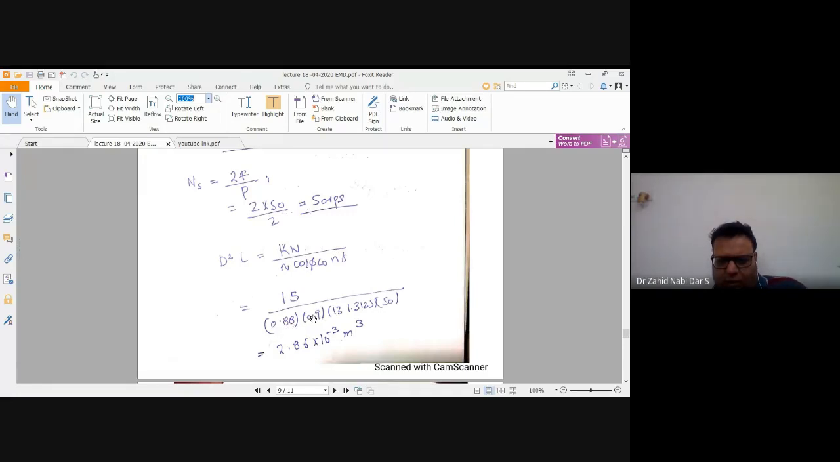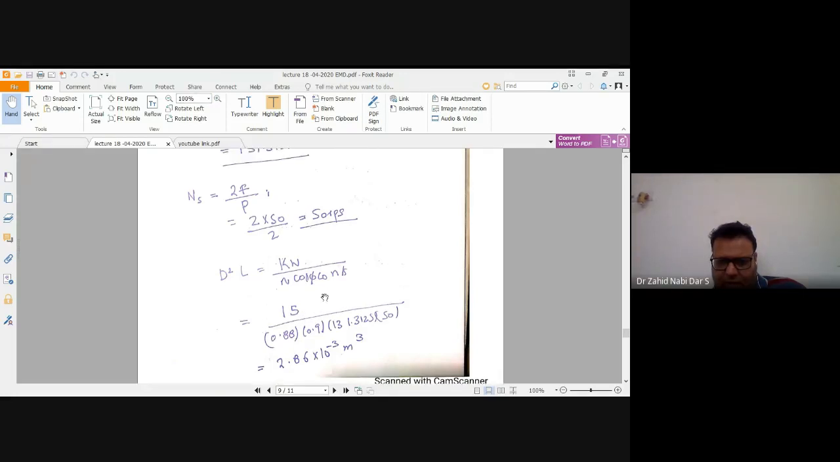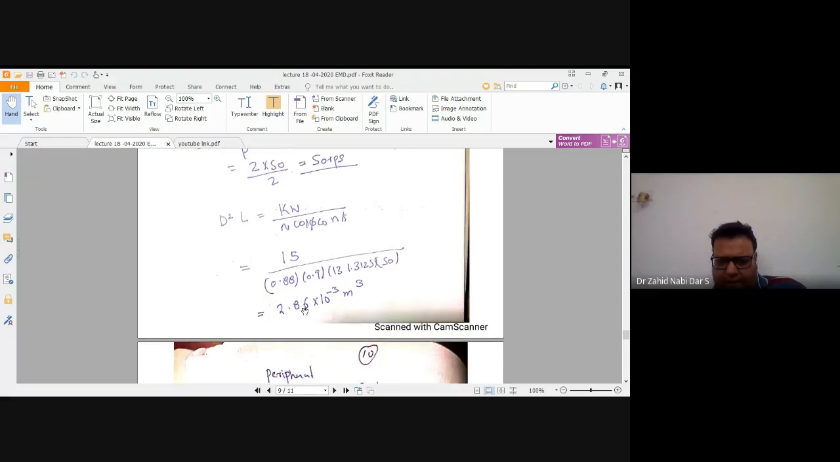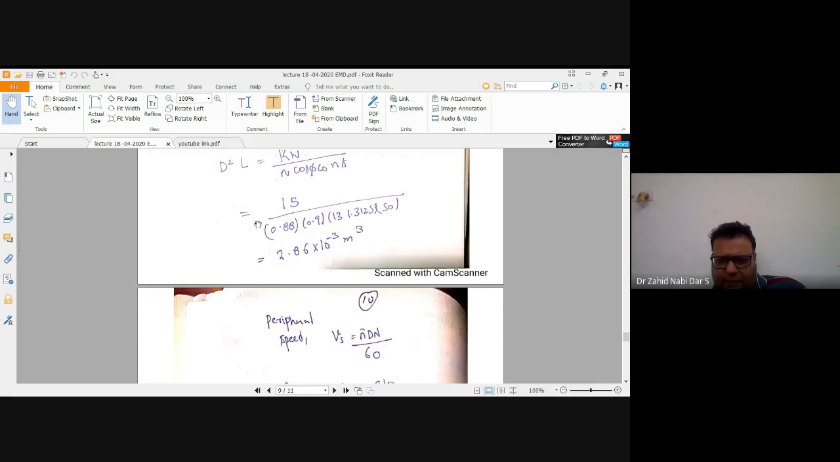And now C naught we have calculated as 131.3125, and Ns we calculated just now as 50. Once we substitute all these values, the only thing you have to be careful about is to multiply by 10 power 3. So we will get around 2.86 into 10 power minus 3 meter cube, because this dimension is meter square and this dimension is meter. So this would be 2.86 meter cube.